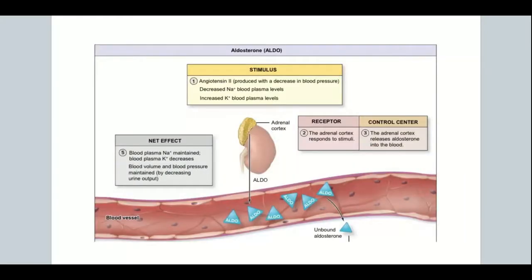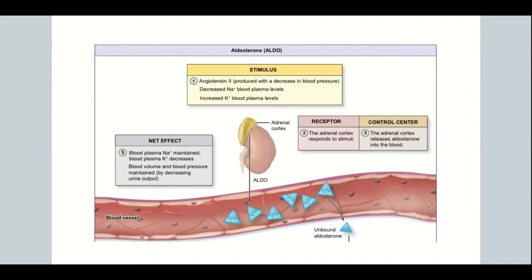The stimulus for ADH is angiotensin 2, or low blood pressure, or low blood volume, which has to do with low blood pressure, and then also an increase in blood osmolarity. If you have less water in your blood, the osmolarity is going to be higher, the concentration would be higher.